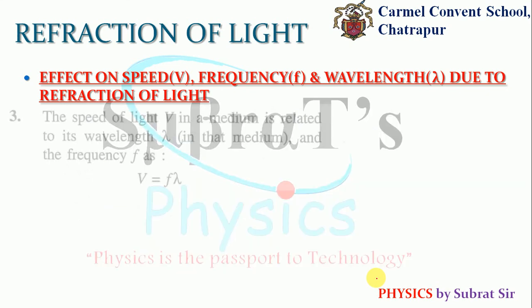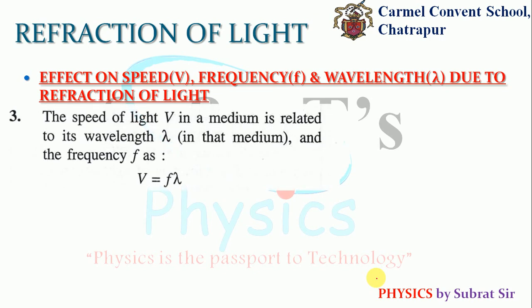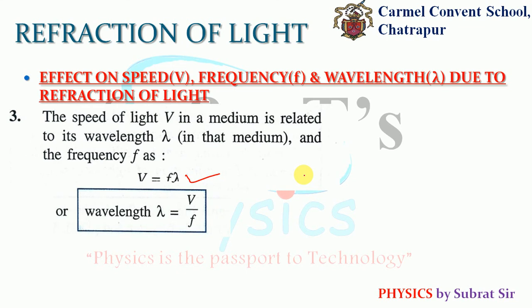Then the third one: the speed of light v in a medium is related to the wavelength lambda and the frequency as v is equal to f lambda. This one is important, you have to remember this. As v is equal to f lambda, we can write lambda is equal to v by f, the speed of light divided by the frequency.